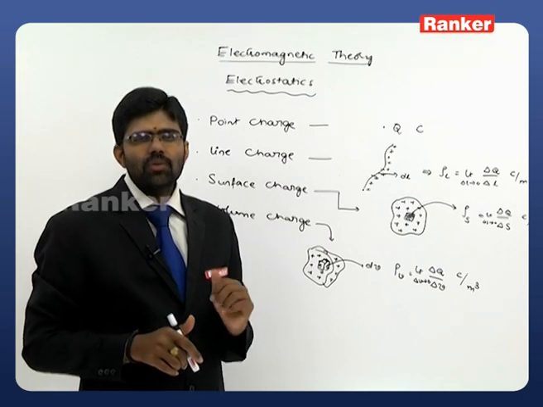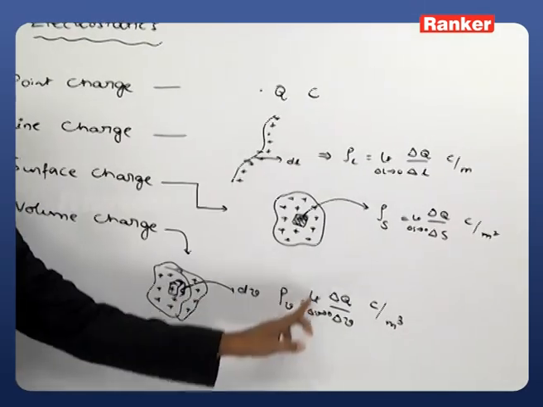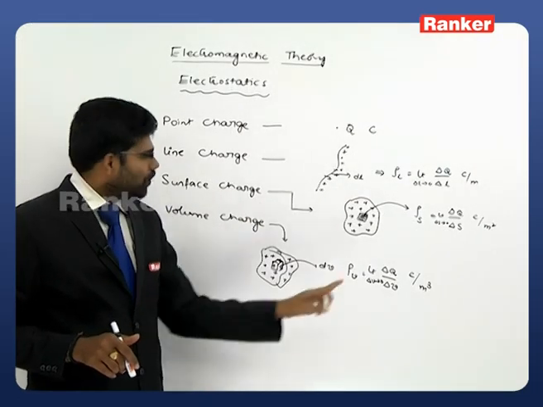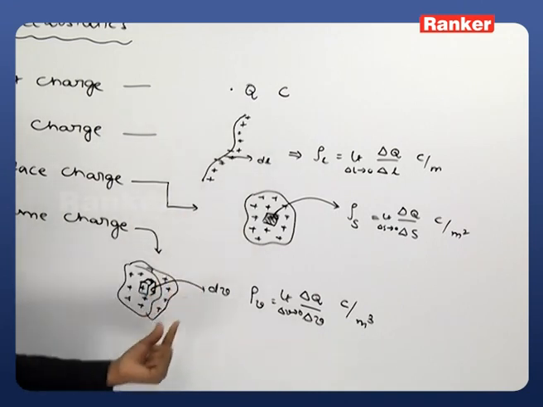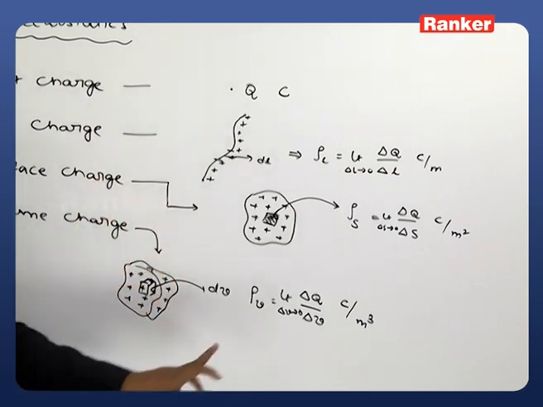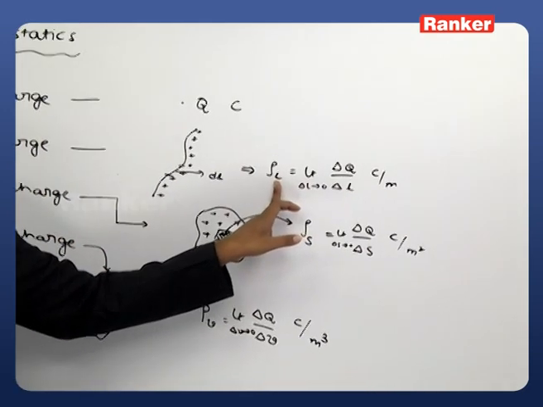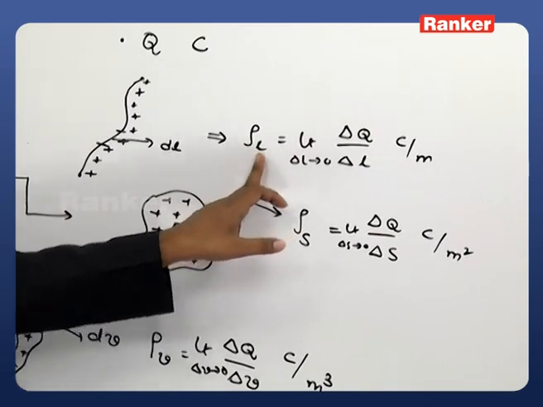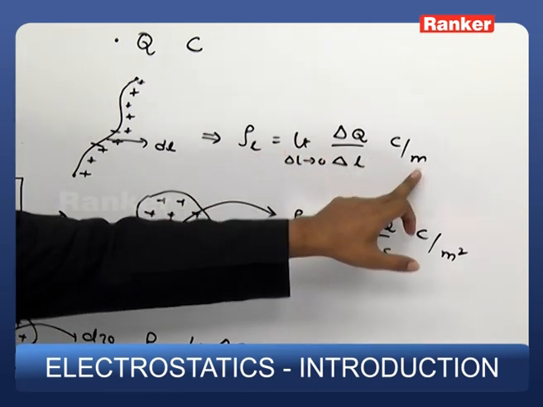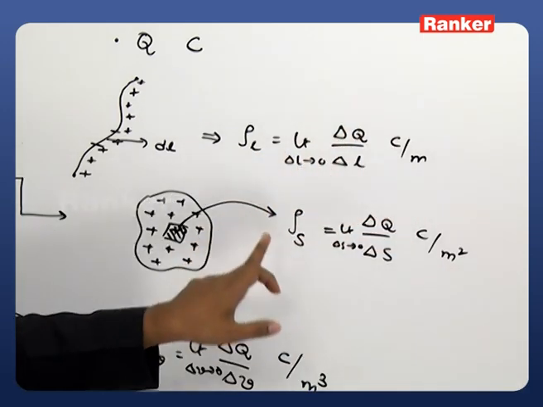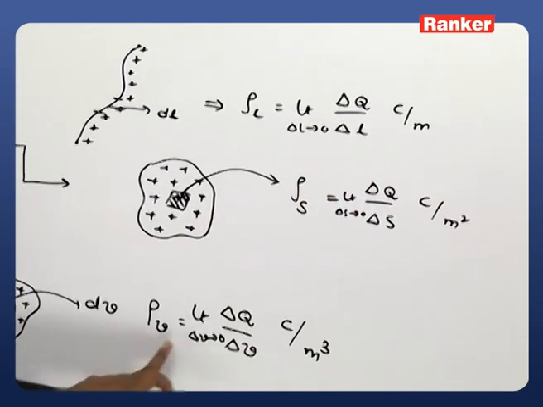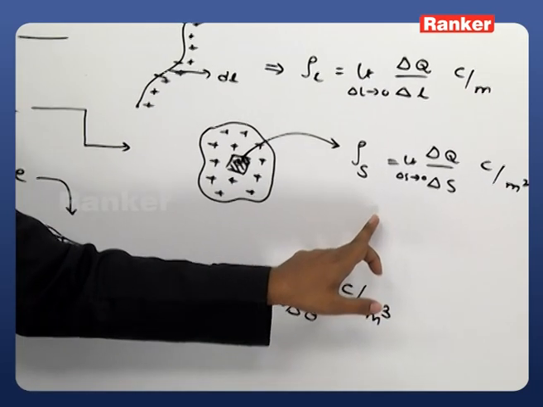Now how to obtain the total charge when we have all these charge densities? When we have a line charge density, how to obtain the total charge? When we have surface charge density, how to obtain it? When we have volume charge density, how to obtain the total charge? Just remember, whenever we have densities, if you multiply the density with the corresponding quantity which is in the denominator, you will get the total charge. So line charge density multiplied with length gives the total charge. Surface charge density multiplied with its area gives the total charge. Volume charge density multiplied with its volume gives the total charge.